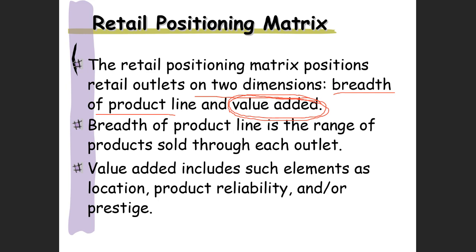All right. So the retail positioning matrix positions retail outlets on two dimensions: breadth of the product line and value added. The breadth of the product line, here's the definition, is the range of products sold through each outlet. So when you look at a restaurant, it's how big the menu is, how many different items they sell.